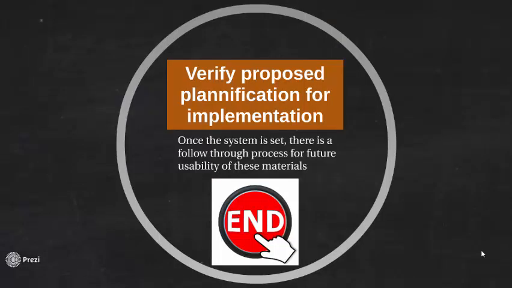Verify proposed planification for implementation. Once the system is set, there is a follow-through process for future usability of these materials. If the details for future implementation or assistance of this technology are detailed, then the company should be responsible for future usability, and in case there is more help needed to implement the new technology.